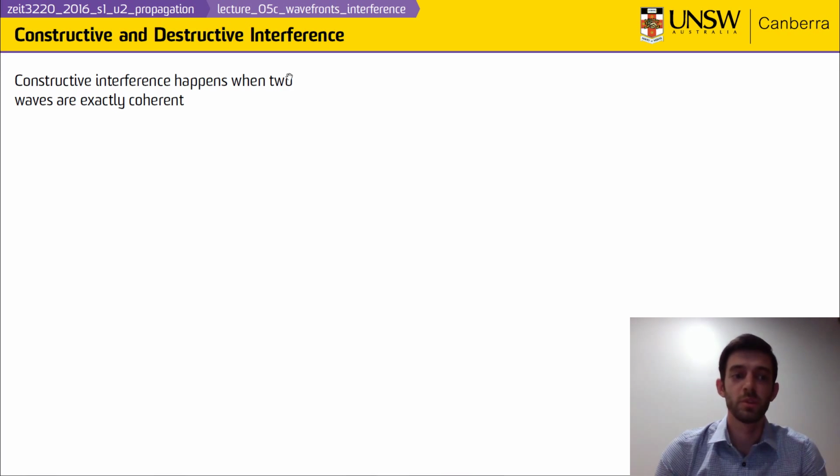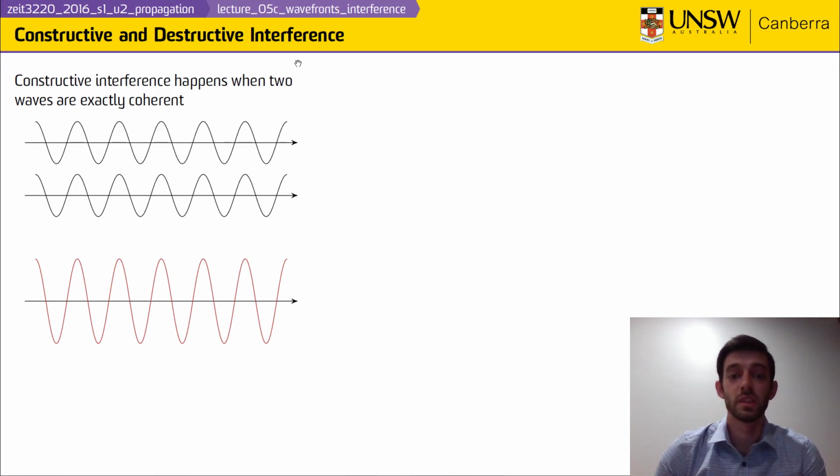Constructive interference happens when two waves are exactly coherent. What that means is that the two waves line up, and what we have is maxima on top of maxima and minima on top of minima, and that produces higher maxima and higher minima in the resulting electric field or magnetic field.